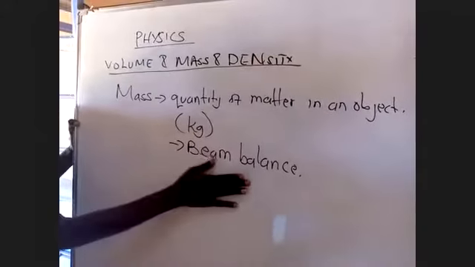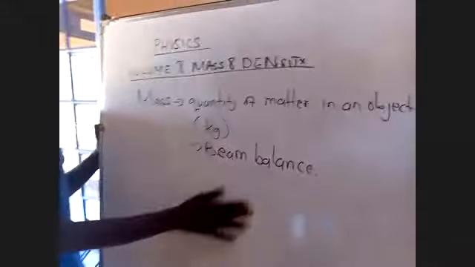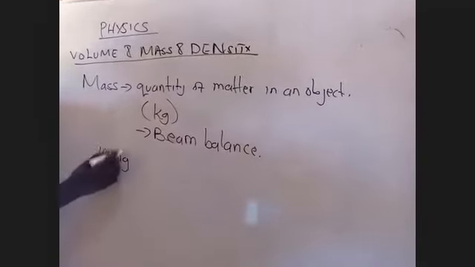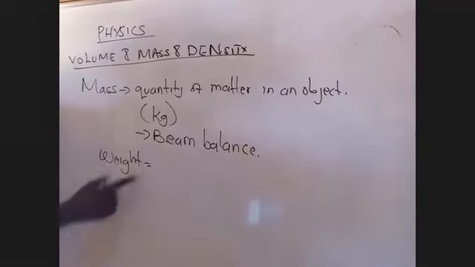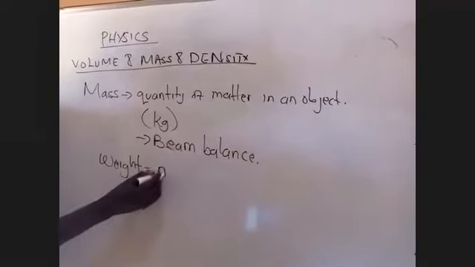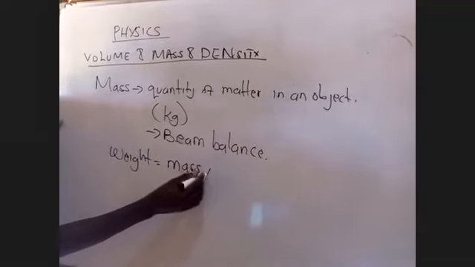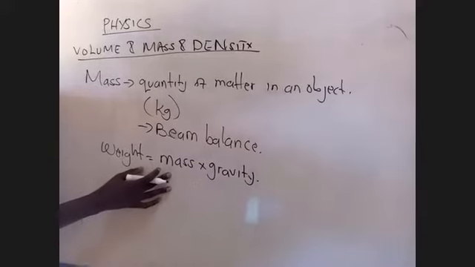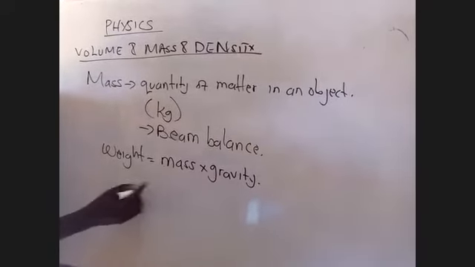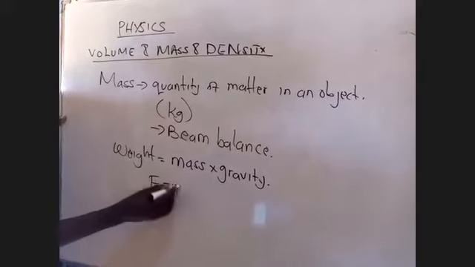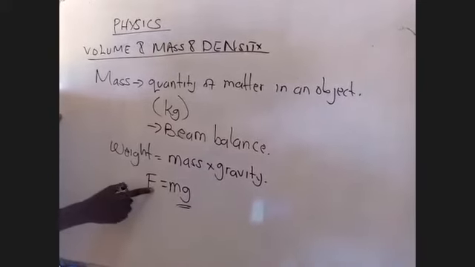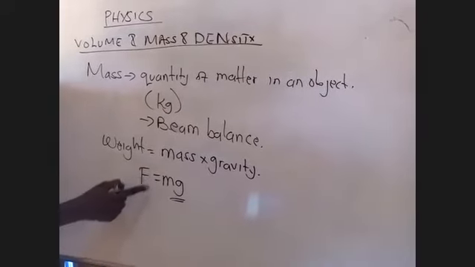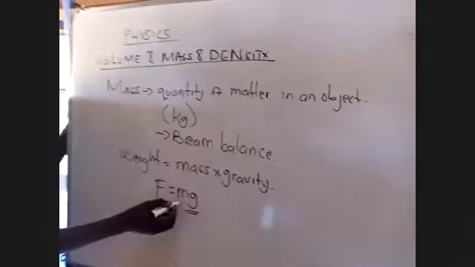It is measured using a beam balance. Mass enables us to calculate weight. By having mass, you can calculate weight, because the weight of an object is calculated by mass times the force of gravity, which is usually written F equals mg. So the F here is the weight of an object. So you cannot get the weight if you don't have the mass.